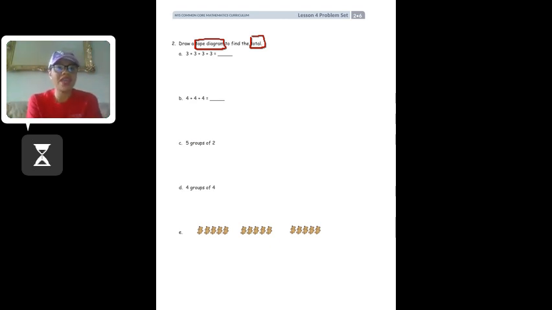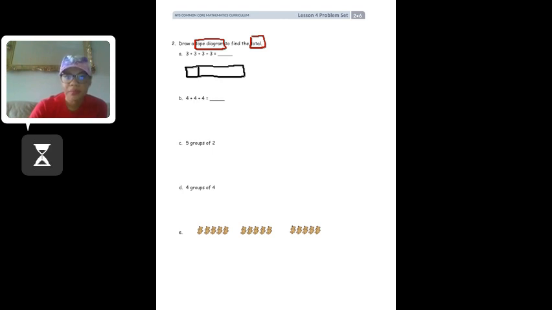So on number 2, letter A, they already gave us the repeated addition equation. 3 plus 3 plus 3 plus 3. They already gave us that. This time we have to work backwards, and now we have to draw our equal squares, our tape diagram, to show and represent 3 plus 3 plus 3 plus 3. So first, I'm going to grab my black pencil to draw my tape diagram. Let's see, how many groups do we have?